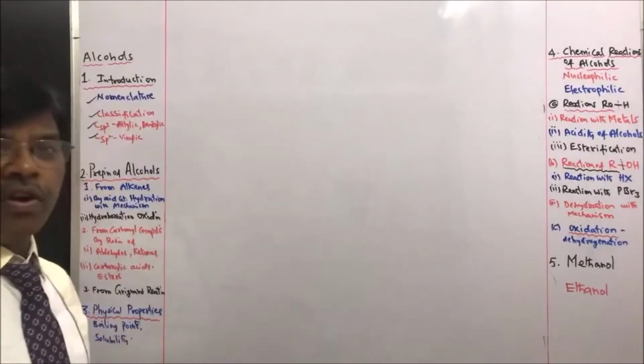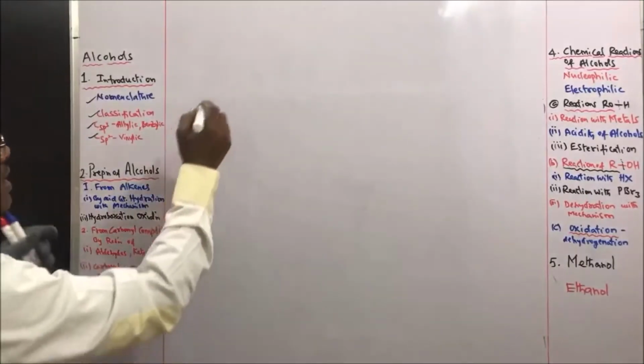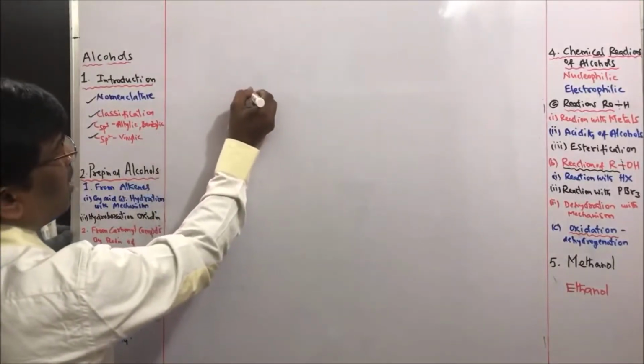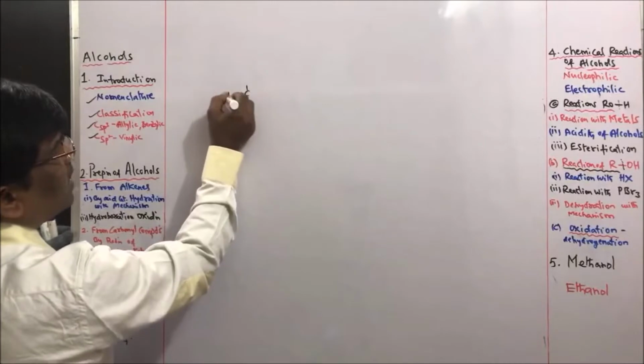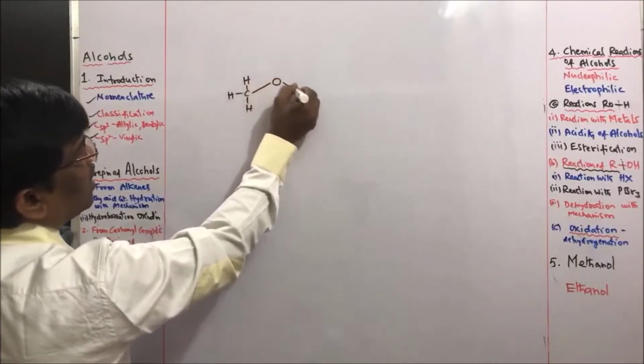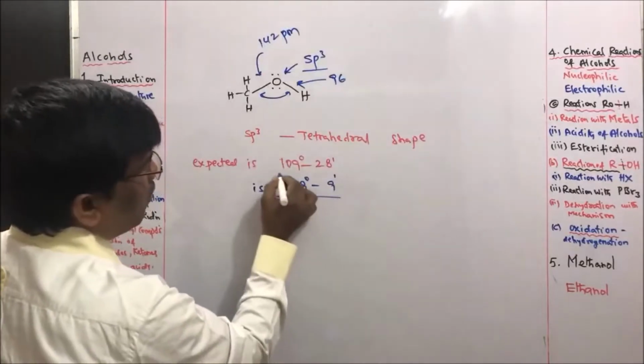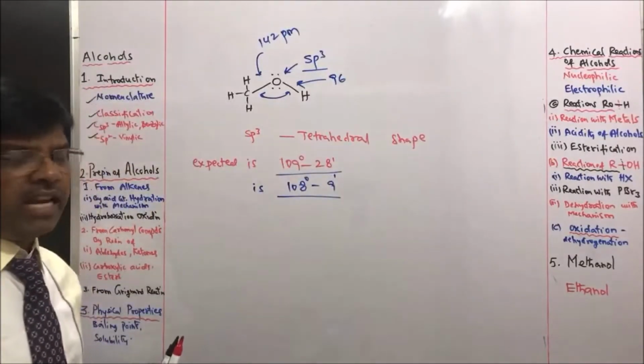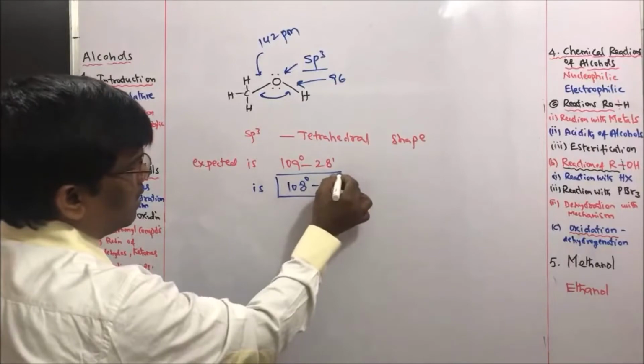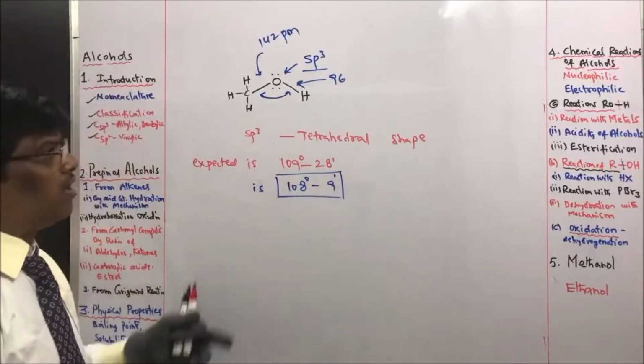Before moving further, what is the hybridization? I have been explaining that the hybridization in alcohols is sp3, tetrahedral shape. Usually it should be 109 degrees 28 minutes, but in alcohols the bond angle is 108 because of this polarity nature.